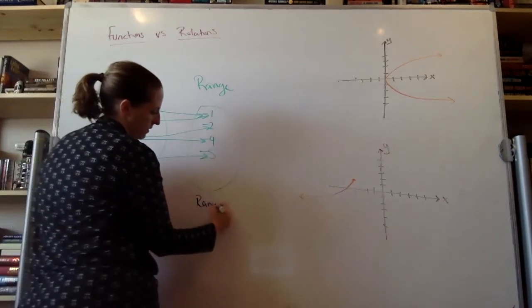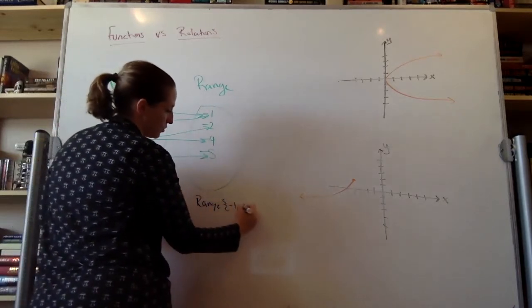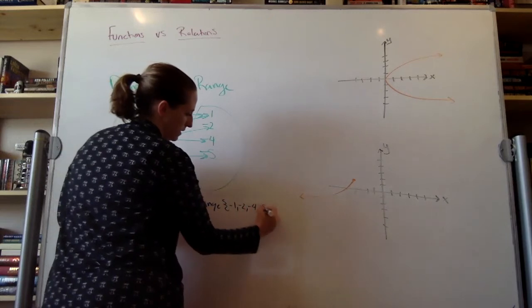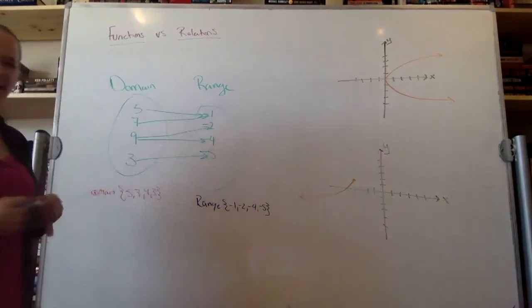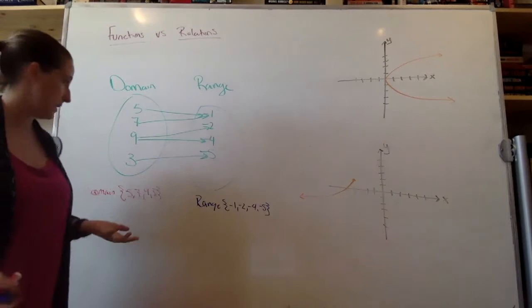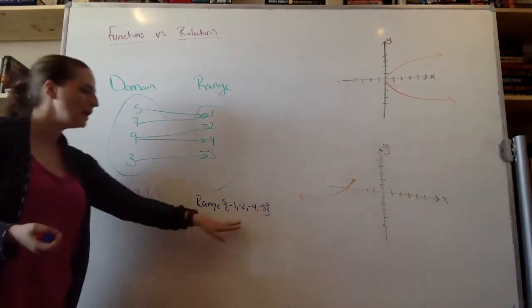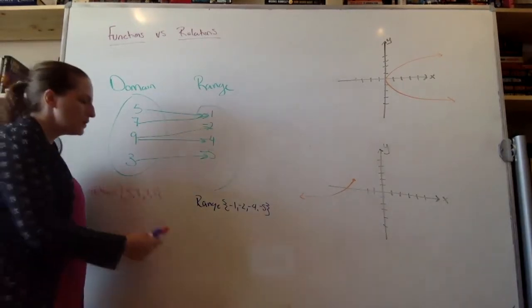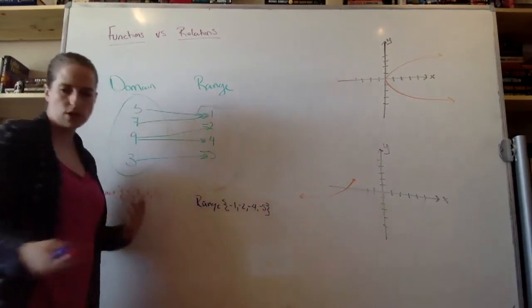Again, these are discrete domains and ranges, meaning there's a finite number of them as opposed to an infinite number. There's only 4 elements of the domain, 4 elements of the range. I use a discrete list, curly brackets, in order to list them.